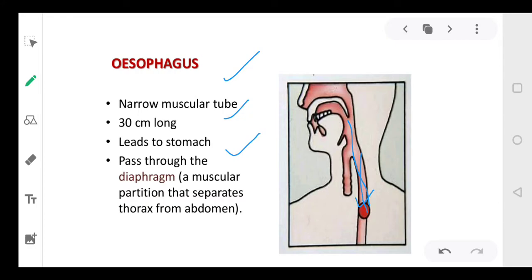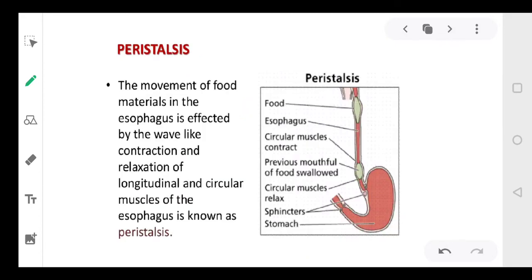It carries the food to the stomach. And in this process by which the food passes, in the esophagus there are some movements which we call peristalsis, and this movement transfers the food to the stomach. Okay, this movement transfers the food to the stomach, and that is called peristaltic movement.